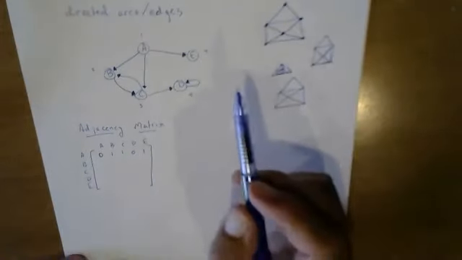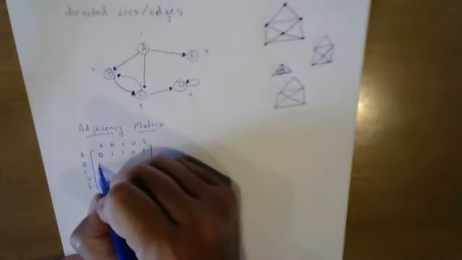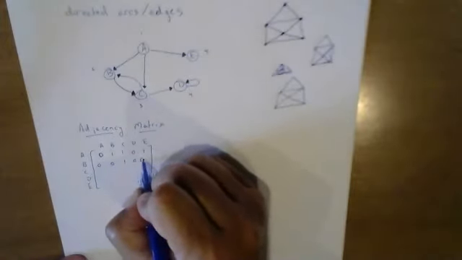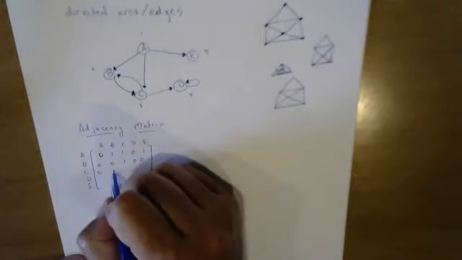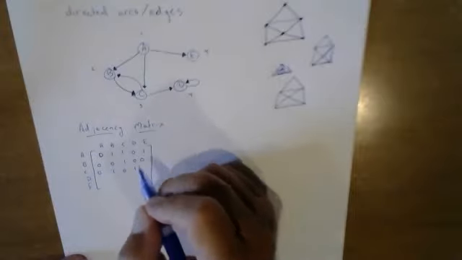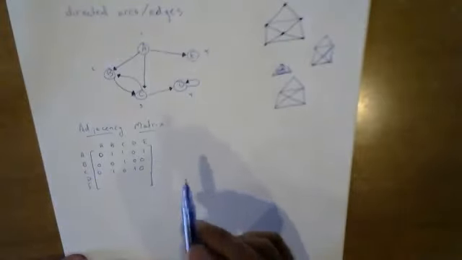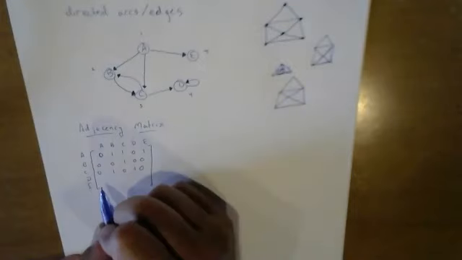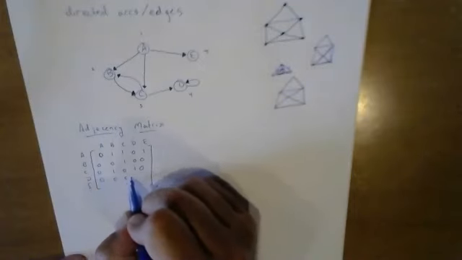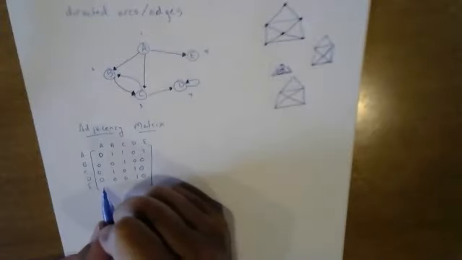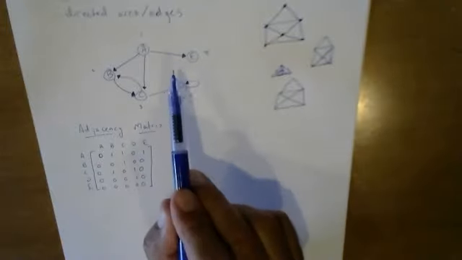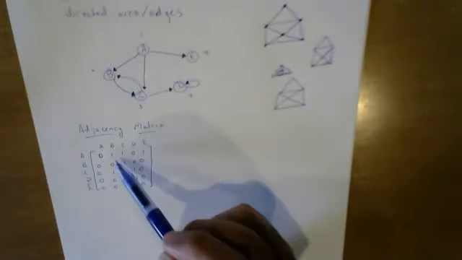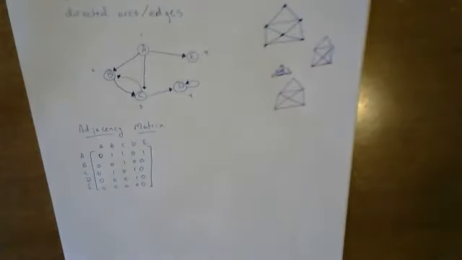I can keep going, filling out this chart. B only goes to C. C goes to B and D. I'm doing this in the dark, so hopefully I don't screw it up. D goes to just D: 0, 0, 0, 1, 0. And E doesn't go anywhere. Okay, so let's see. I have 1, 2, 3, 4, 5, 6, 7 edges, and 1, 2, 3, 4, 5, 6, 7 ones. So I think I got it right. I drew what's called an adjacency matrix.